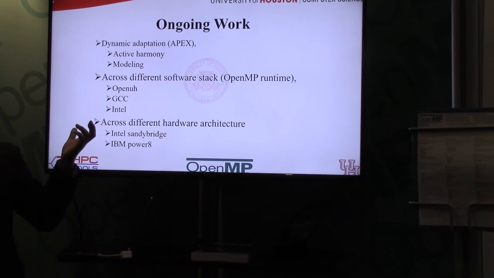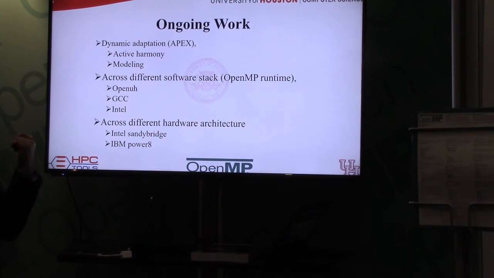Our initial work that we have presented is mainly based on the OpenUH compiler. Now we're looking into different OpenMP runtimes because based on different implementations, things may vary and the model may vary. So to create the model, we're looking into different OpenMP runtimes: OpenUH, GCC, and also the Intel runtime. And as we know, different architectures also handle things in different ways, so we're also looking into different architectures, Sandy Bridge and also IBM PowerEdge.